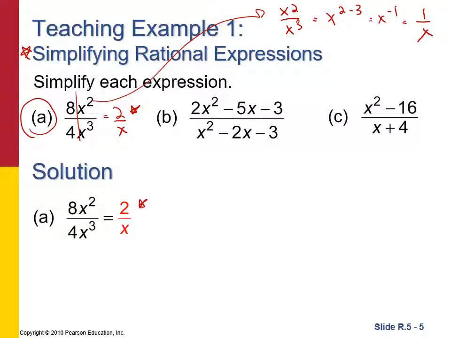Let's take a look at B. So it's easy. This is monomial over monomial in part A. In part B, this is a trinomial, right? 1, 2, 3, 1, 2, 3. Now you cannot just say, let's simplify this, 2 divided by x squared. You can't do that. Because it's all considered one term, you actually have to factor both the top and the bottom.